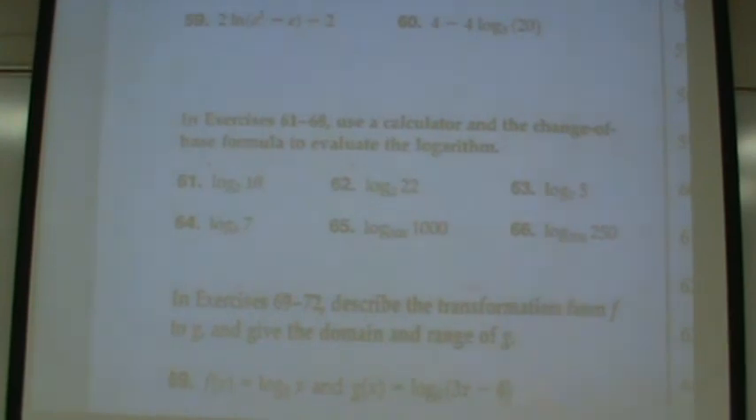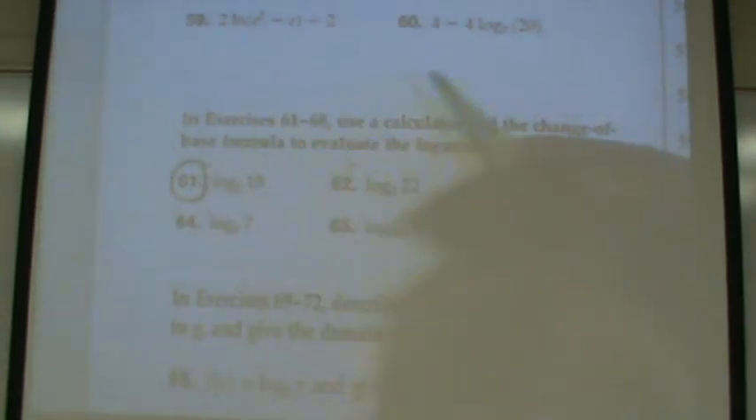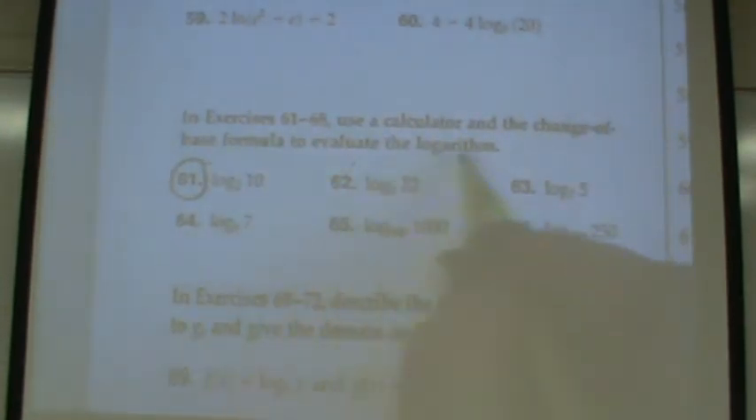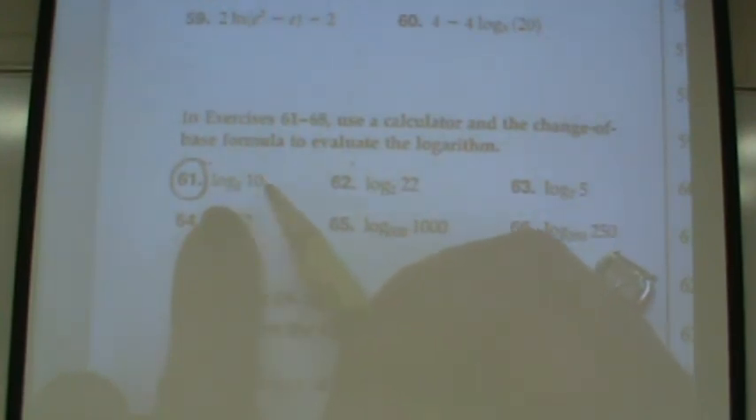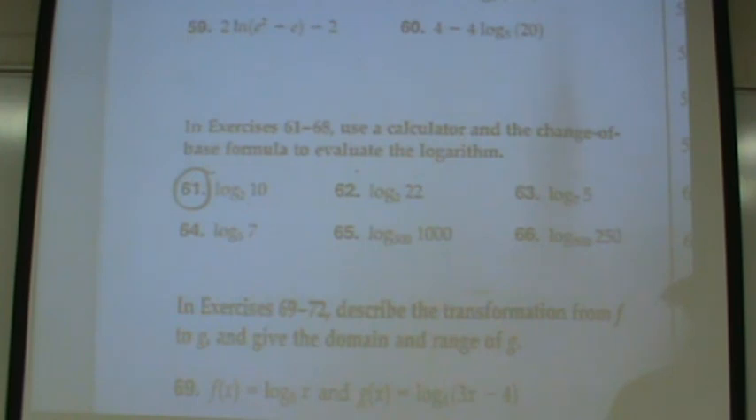61 through 66, you might want to do those quickly, if you don't have a calculator. This is just using the change of base formula. If you're using the old calculators, you would type in the log of 10 divided by the log of 2. If you're using the Inspires, you type in log and you put these two numbers in the right spot. And 61 is 3.32.